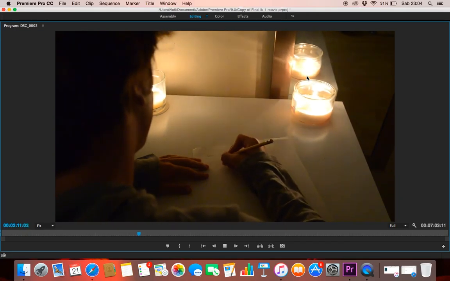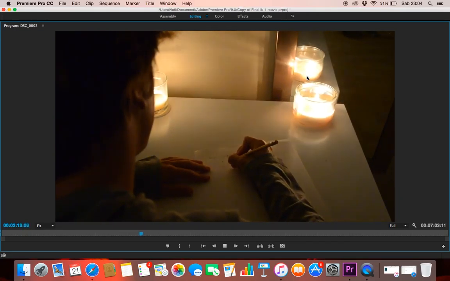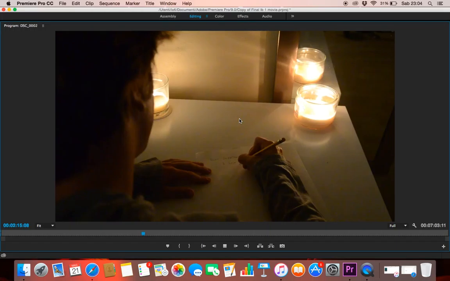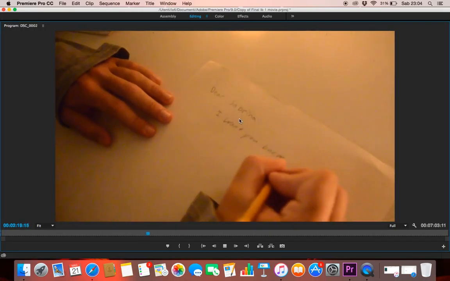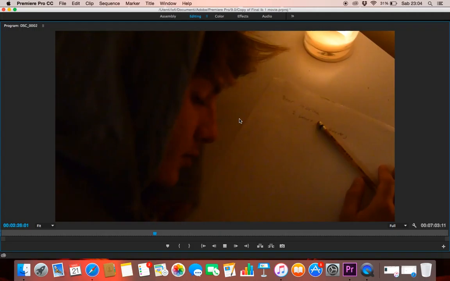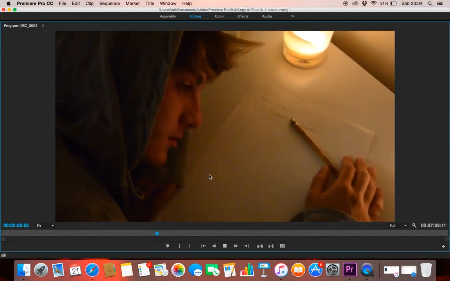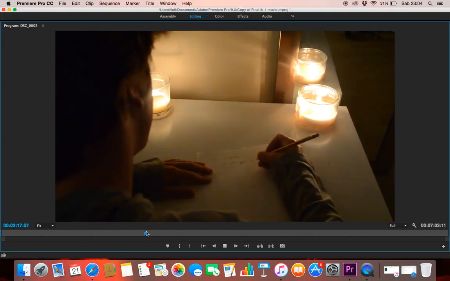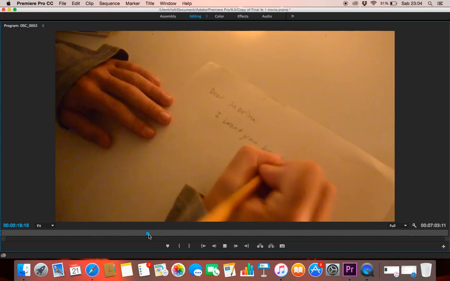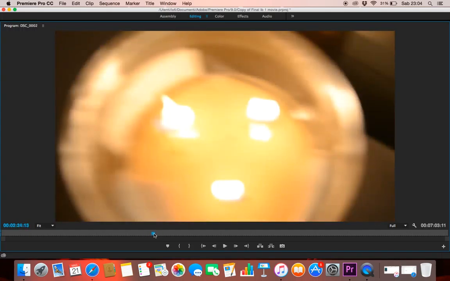I modified a bit the scene that I edited last time during the tutorial because I had to improve it. So this is what I got. What I want to try to do today, and it's gonna be difficult, is using the close-up of the candle. That is a really important tool, as I explained in the last tutorial.